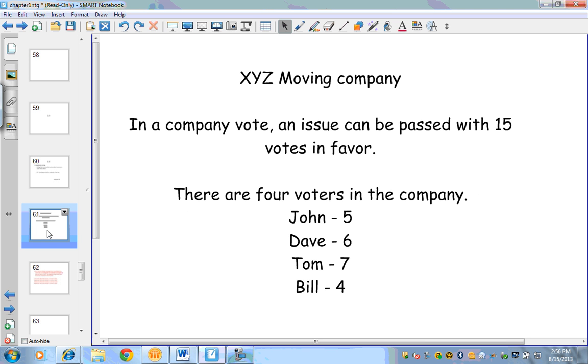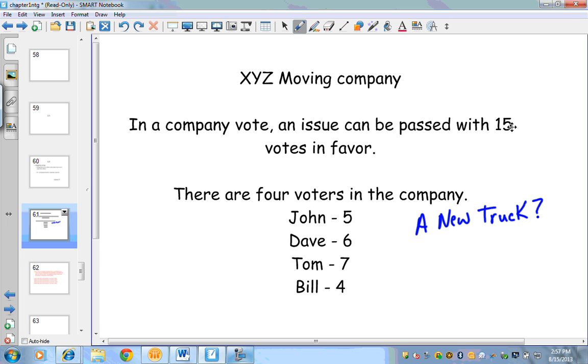We have the XYZ Moving Company. In a company vote, an issue can be passed with 15 votes in favor of it. There are 4 voters in the company: John, every time he casts a vote, it counts as 5 votes. Dave has 6, Tom has 7, and Bill has 4. Let's say we have an issue of whether or not the company should get a new truck. That is the business proposal that has to be voted on. Can we get a new truck?